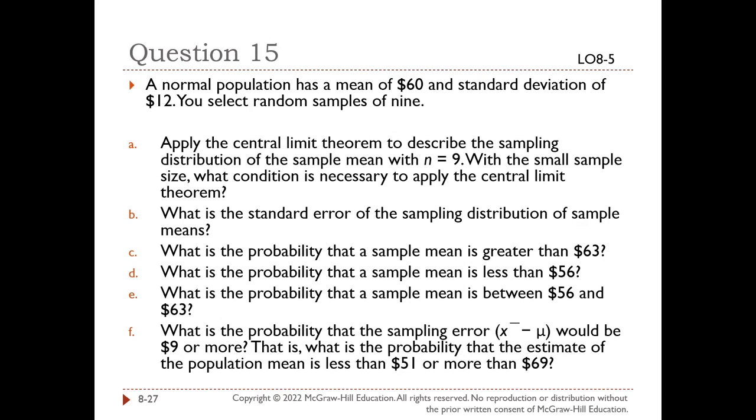All right, so question 15. Our last question has what? 1, 2, 3, 4, 5, 6 parts. So a normal population has a mean of 60 and a standard deviation of 12. You select random samples of 9. Apply the central limit theorem to describe the sampling distribution of the sample mean with n equal 9. With the small sample size, what condition is necessary to apply the central limit theorem?